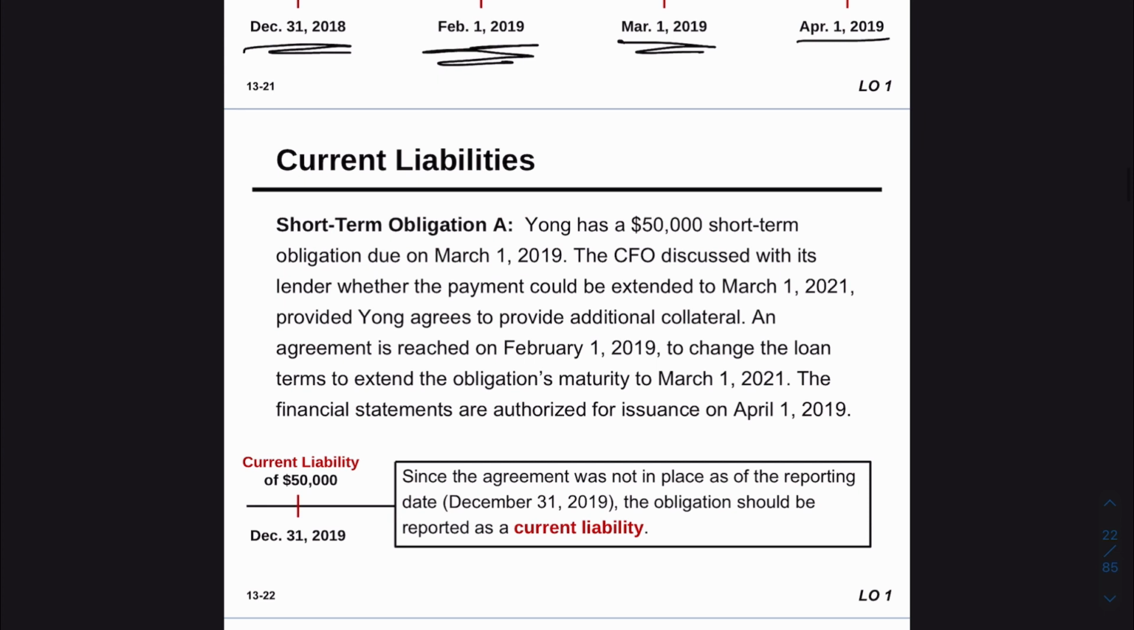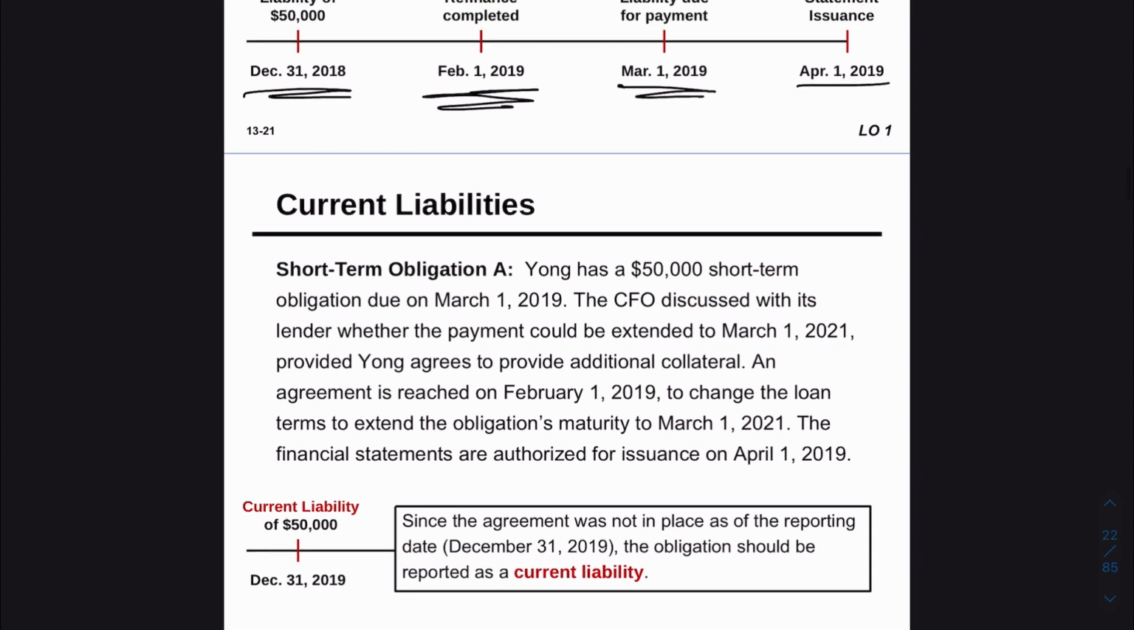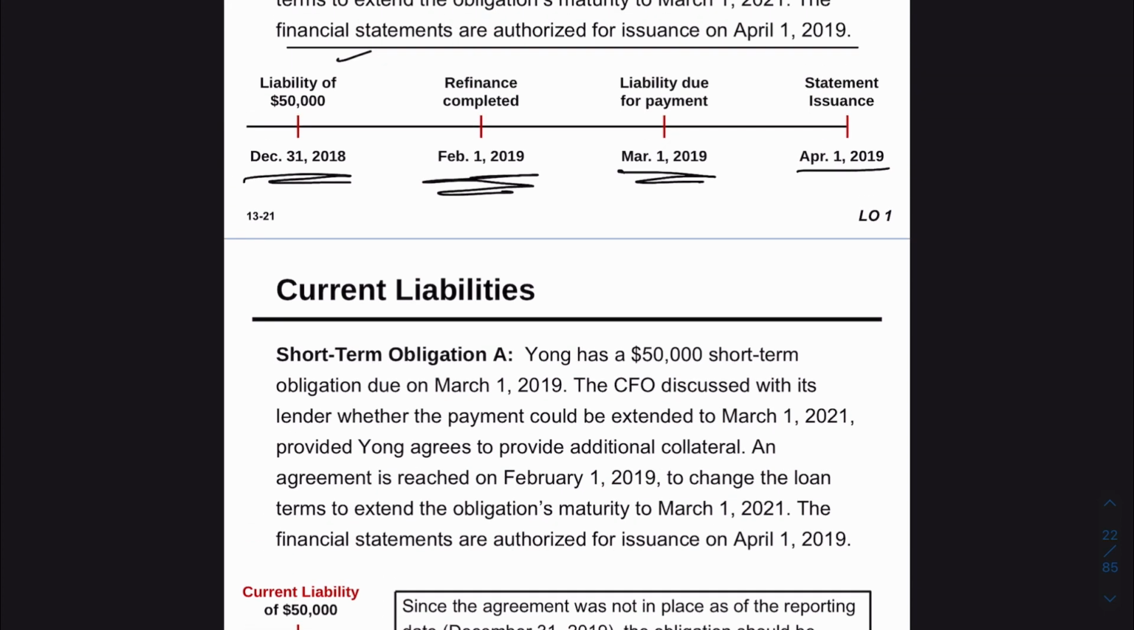The idea here is that this 15,000 is still going to be considered a current liability. Why? Because first of all, we've reported that liability and only then have we had that agreement. In this case, it will still be considered a current liability, okay?